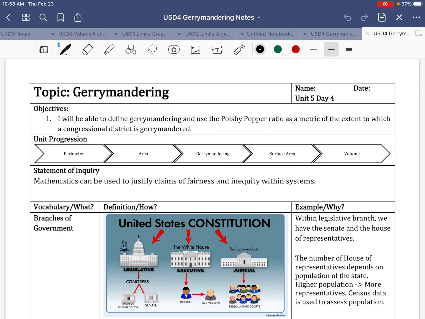Today's lesson is Unit 5, Day 4, Gerrymandering. Our objective is that you'll be able to define gerrymandering and use our Polls-v-Pauper ratio as a metric to the extent to which a congressional district is gerrymandered.